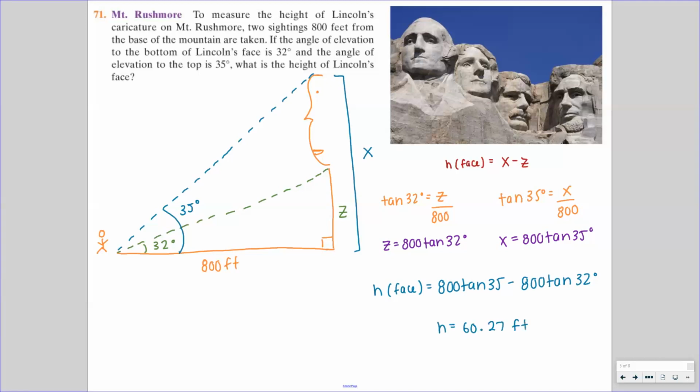All right, units here are feet. Lincoln's face is 60.27 feet tall. It's a pretty big face. All right, any questions on that? We're going to get to one more concept today, and you guys are going to work on your homework.